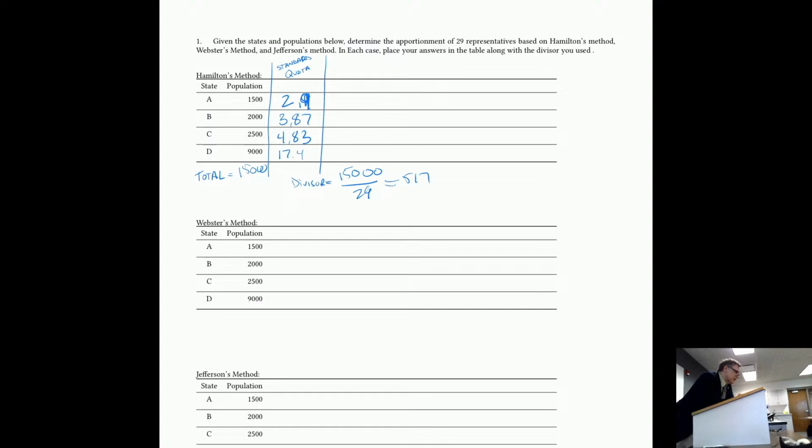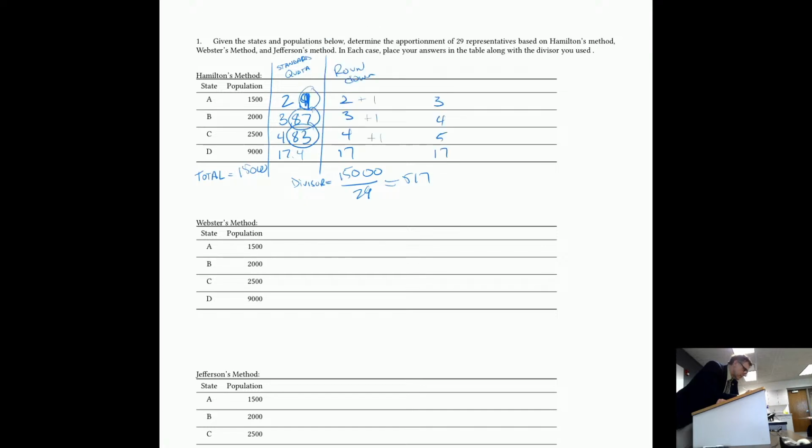Okay. So anyway, Hamilton's method, I think most of you have this one figured out, but I thought it'd be good to review nonetheless. We find the standard quota and then everyone rounds down. So I'm rounding down here to 2. We round down, so 2, 3, 4, and 17. And then you reevaluate. You figure out how many you've actually apportioned.